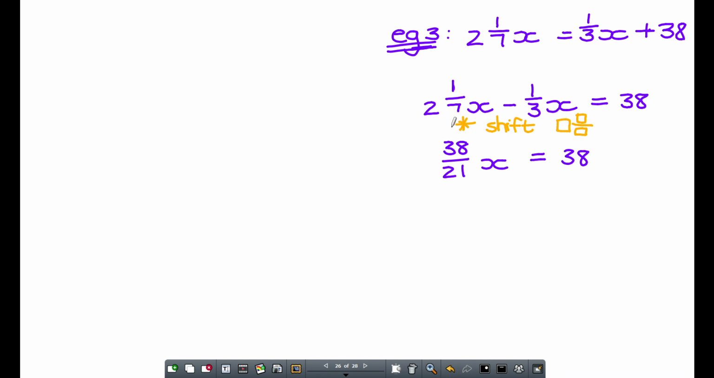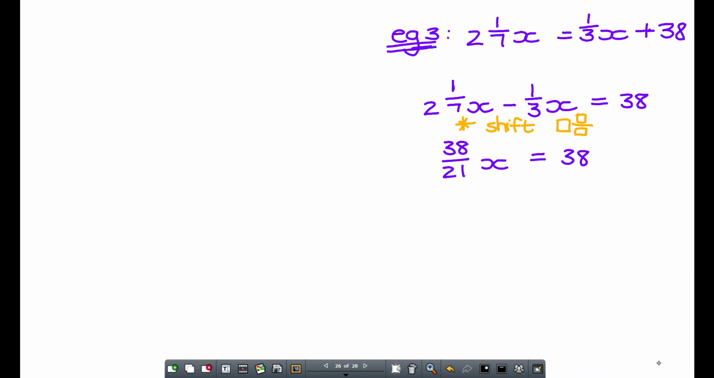So the 2 and 1 over 7, if I made it an improper fraction, it would be 15 over 7 x. Okay, then I'm going to make my denominators 21, which means that the 7 had to be multiplied with 3. So the same at the top, so 45. And then over here, I had to multiply with 7, so 7 over 21. Okay, and then the 45 minus the 7 gave me the 38. You good with that? Any other questions here so far?